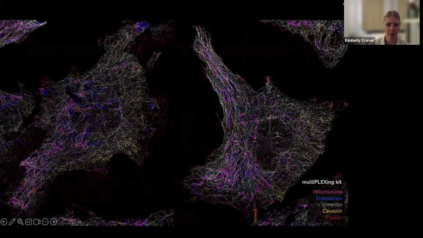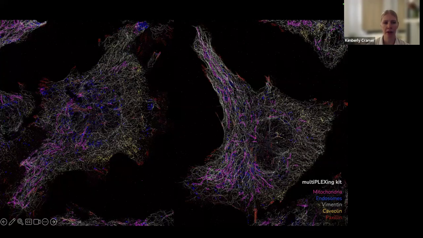And here is an example of a 5-plex image using DNA paint in our multiplexing kit. So in pink, you see mitochondria. In blue, you see endosomes. Here we used LAMP1 as an endosomal marker. And in gray, you see the filamentous vimentin structure, a cytoskeletal protein. And you can hopefully appreciate, if your screen is big enough, the spherical structures of caveolin in yellow, and paxillin as a focal adhesion protein, so it's generally spreading at the cell edges there in red.